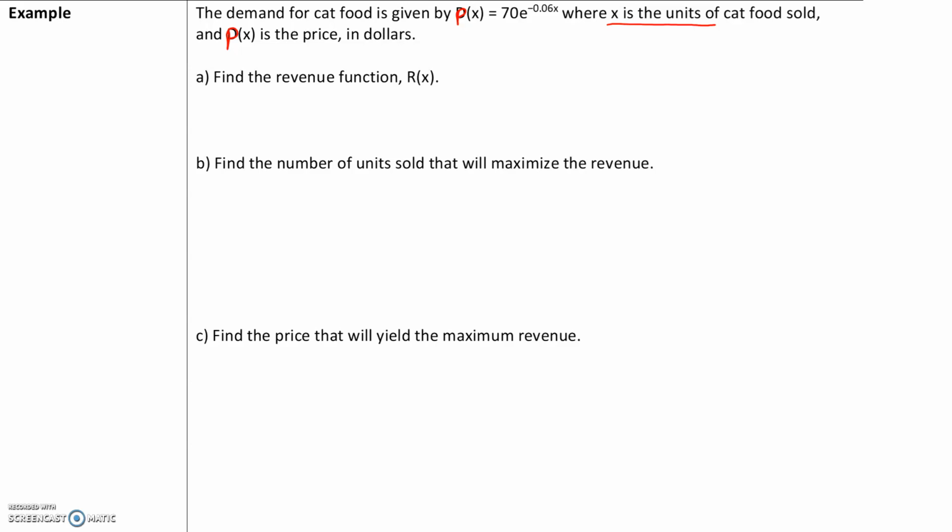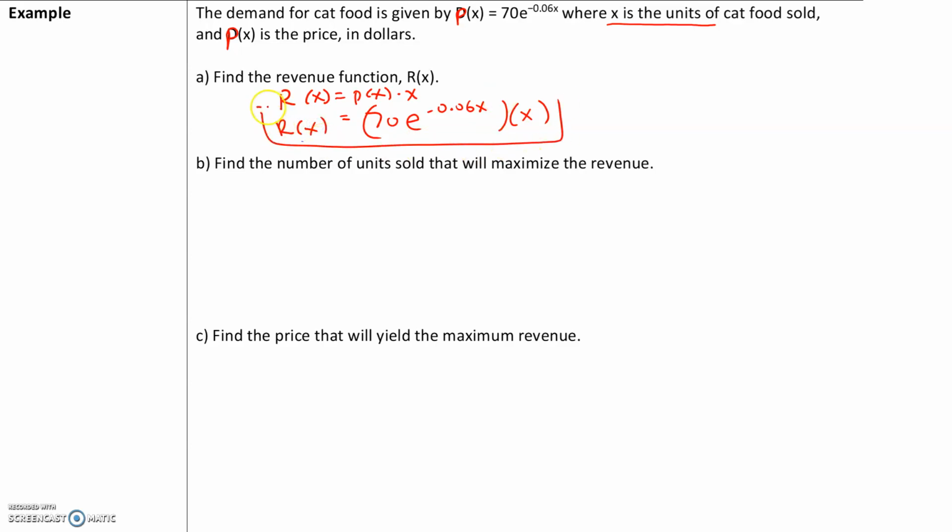So first we want to find the revenue function. Here's what we know. The revenue is the price times the quantity sold. So P of x is 70 e to the negative 0.06x times x. So this is our revenue function. Okay, revenue is price times quantity.